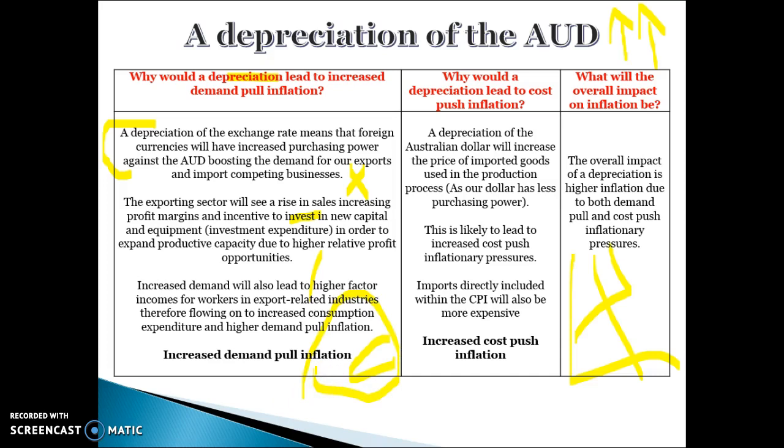From a supply side perspective, a depreciation also increases the cost of imported goods used in production. So our dollar's got less purchasing power, so not only is there more demand for Australian products, but it's also costing us more to produce if we're using imported products from overseas. That will lead to an increase in cost push inflation, and therefore both demand pull and cost push inflation will increase. So the overall impact is significantly higher inflation because of both higher demand pull and cost push inflation.